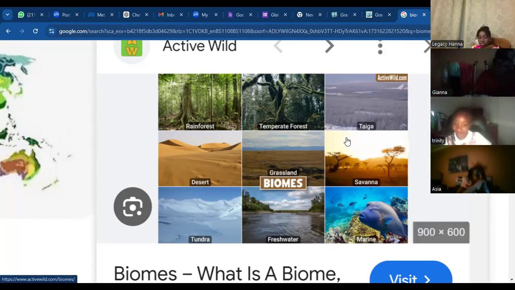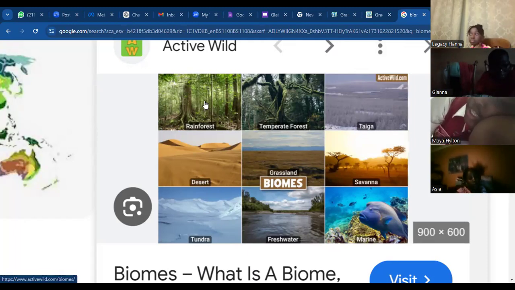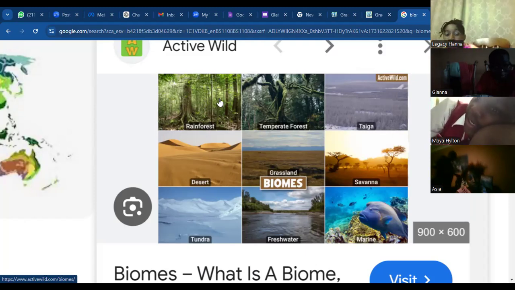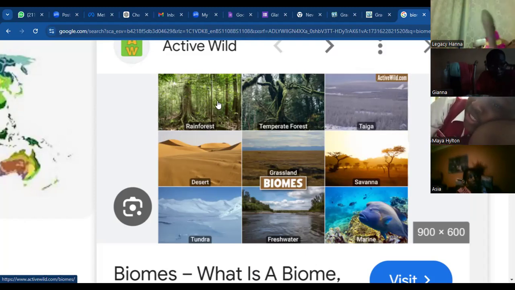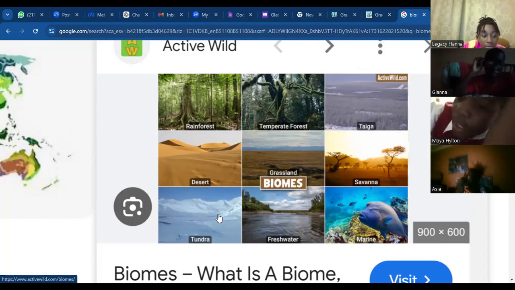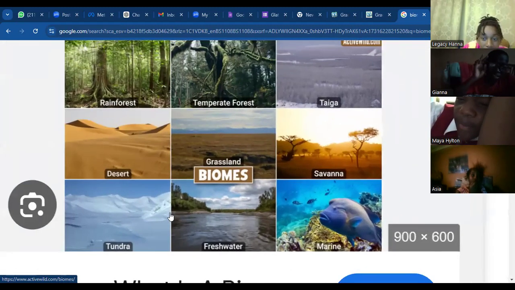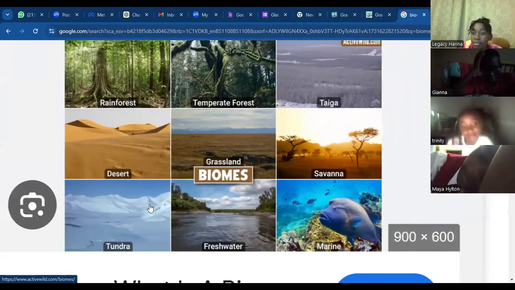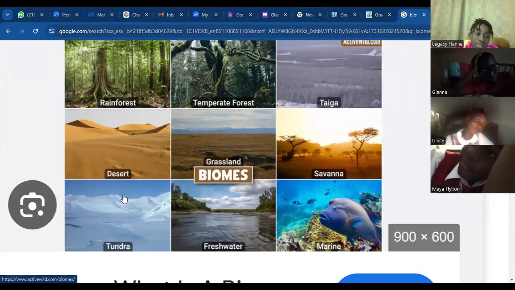Then we have the rainforest. What type of plants would be here? Plants, dart frogs, water snakes. And then we have the tundra. What are we gonna find in the tundra? Penguins. What else? Narwhals, polar bears, some type of foxes.